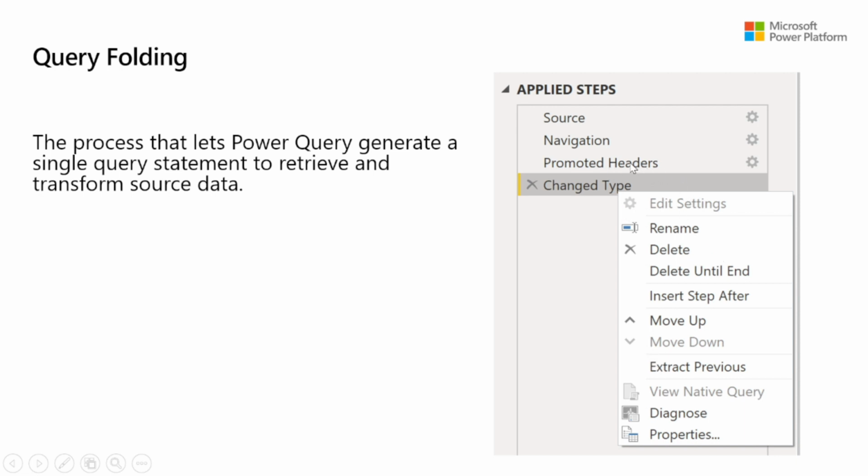So if we go one step up here, we can sometimes see this is highlighted, which means query folding is taking place. If it is not highlighted, it means that at some place it got broken. Now all the transformation you're doing here is itself consuming the resources of Power BI.